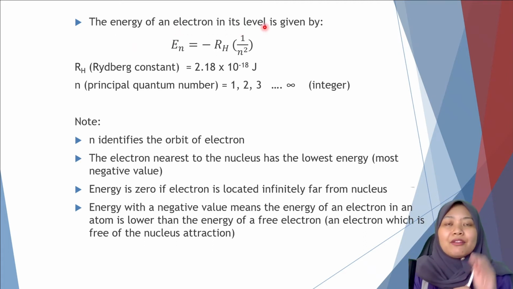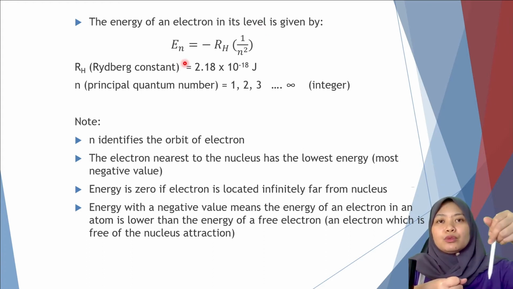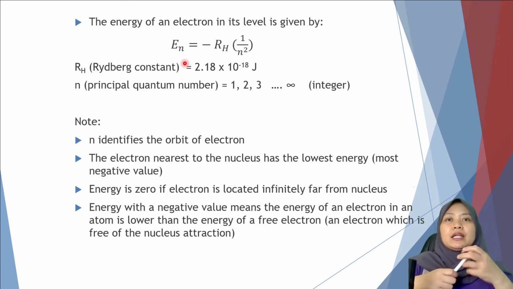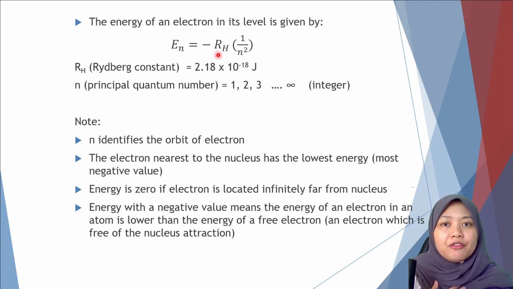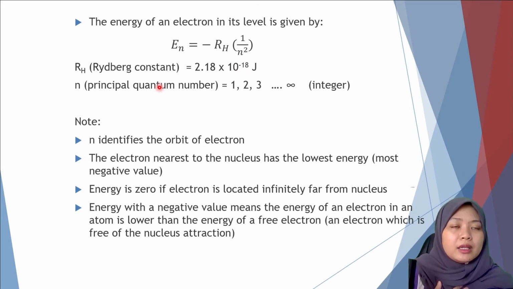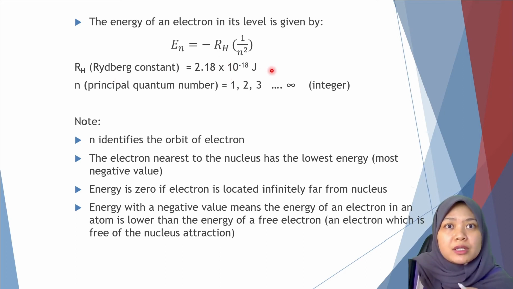Okay, this one is referring to the second Bohr postulate. Energy level nombor 1, berapakah energy yang elektron tu ada. The formula is En equal to negative RH in bracket 1/n squared. Okay, RH is Rydberg constant. The value you tak perlu hafal. You just have to memorize this formula. The value of Rydberg constant, you can just refer to the list of constant values.